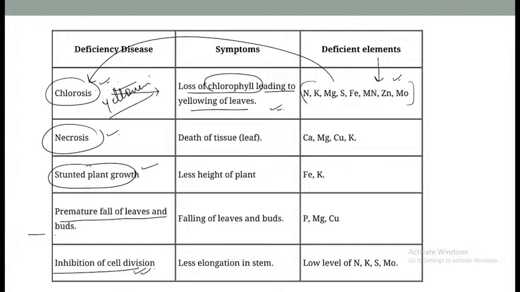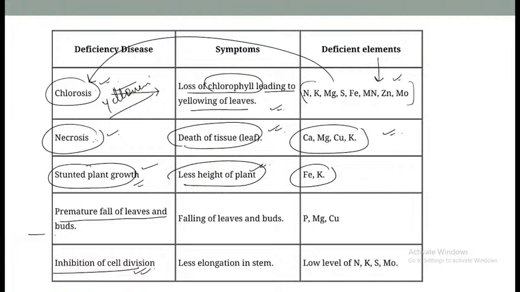Then second is necrosis. So necrosis is what? It is the death of the tissue. And which are the deficiency elements regarding the same? So you have calcium, magnesium, copper, potassium, right? Stunted growth, that means lesser or suppressed growth of the plant. That means less height of the plant is there. It is because of iron and potassium.